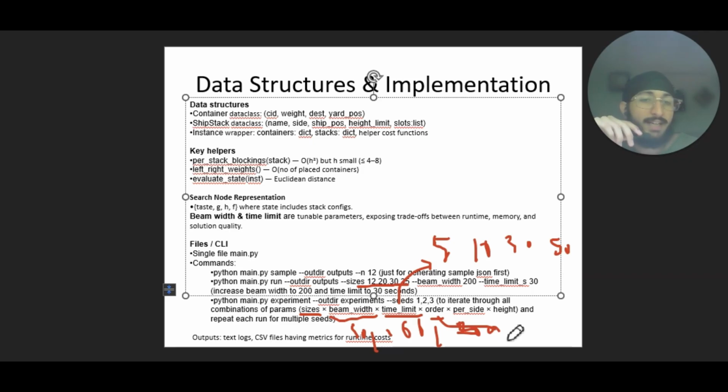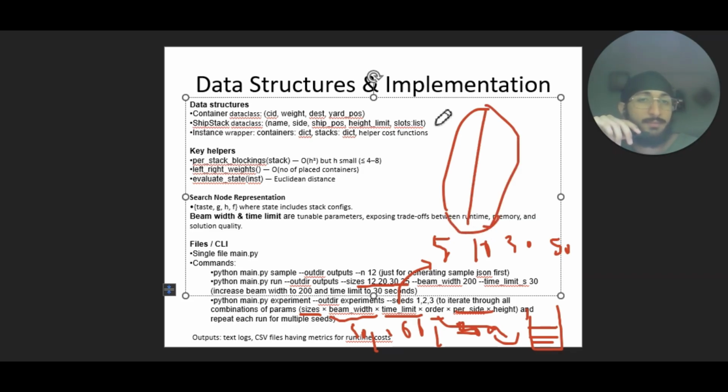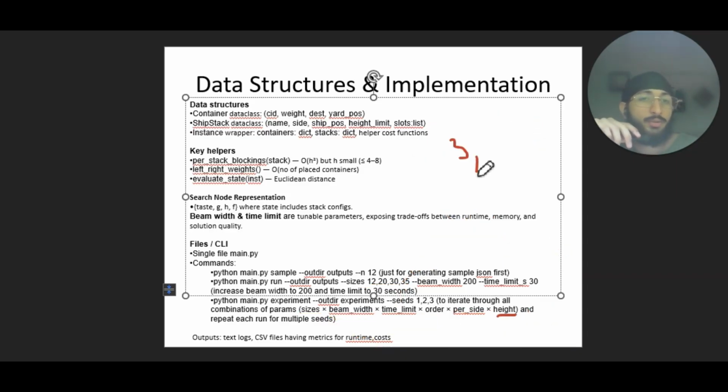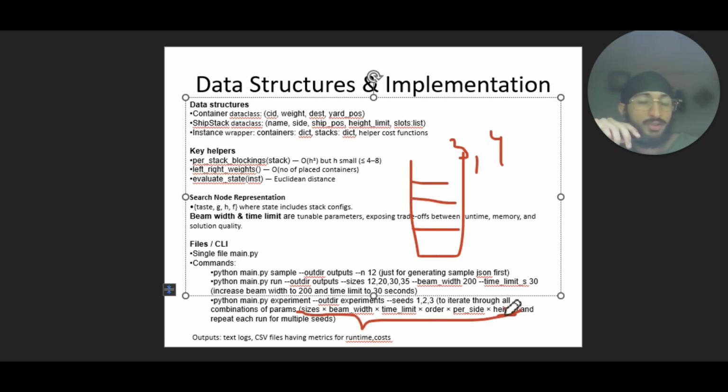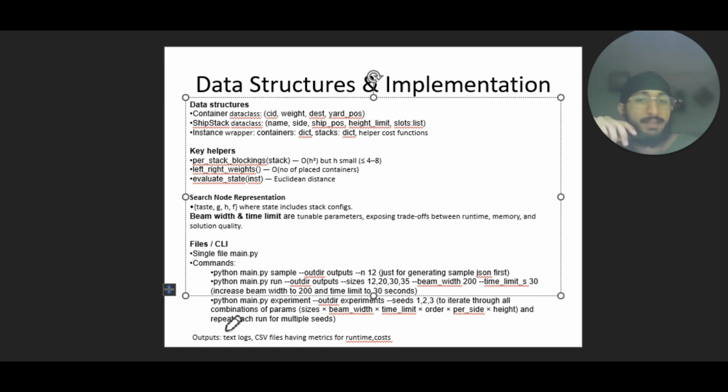Then order, that is the stacking order of the ship stack, right? Which order we'll follow. Then per side: on the ship, per side, how many stacks we want to be present. If we have 3 stacks per side, then we will have a total of 6 stacks on the ship. If we have 4 stacks per side, then we have a total of 8 stacks per ship. And the height limit, we can increase the height from 3 to 4 height limit of each of the stacks, right? All of these possible combinations I have set up in the parameter grid, and it repeats each run for the seeds that we have, 1, 2, and 3, right?